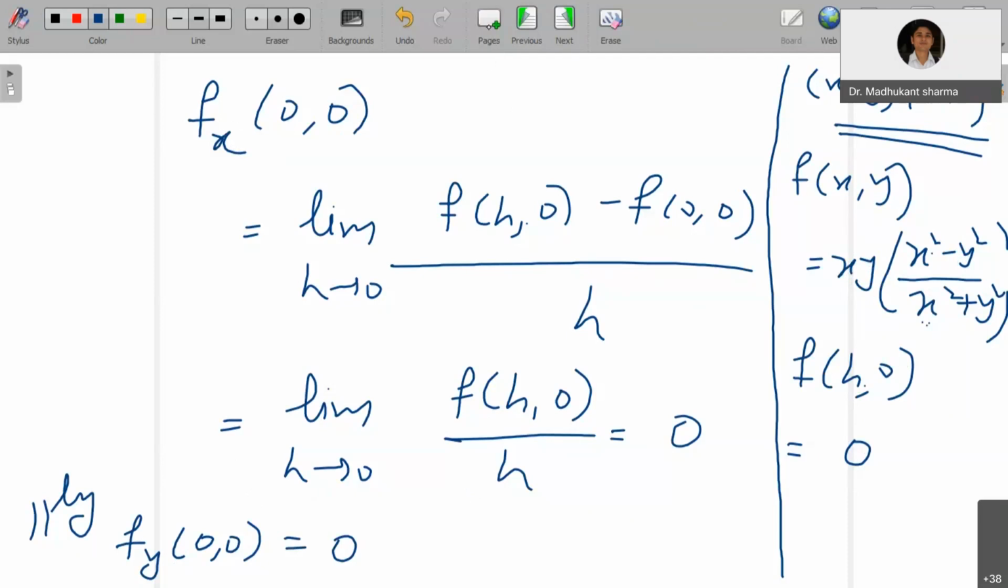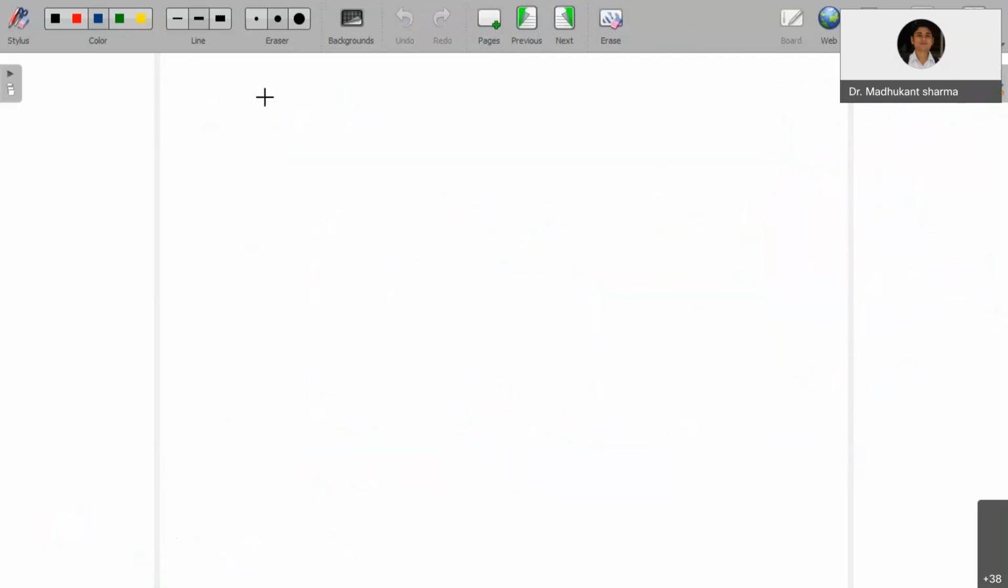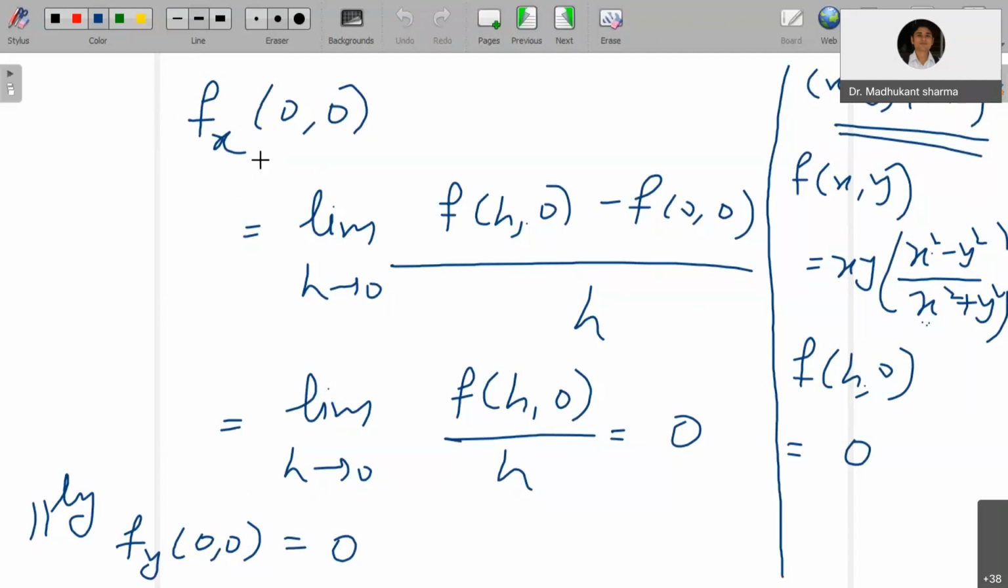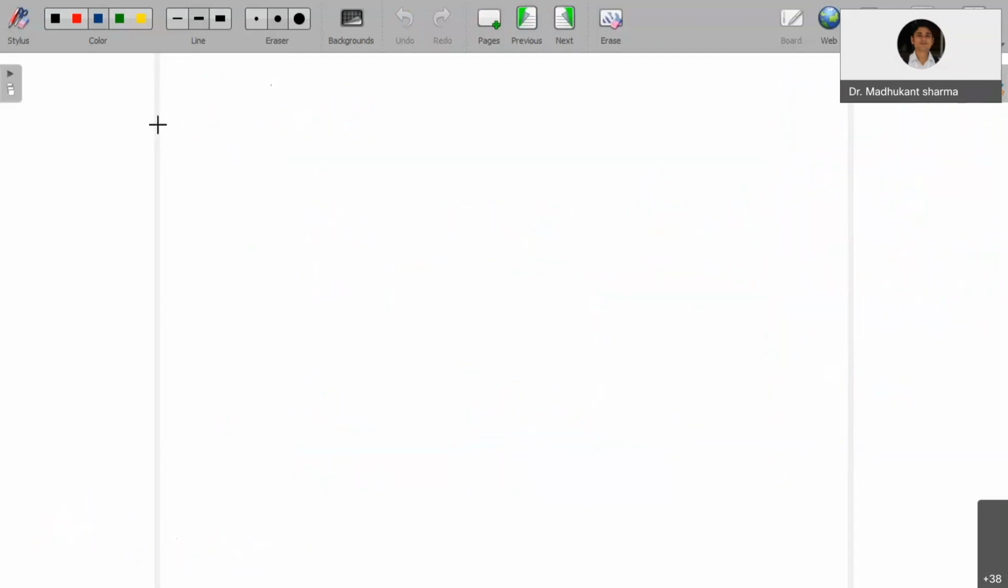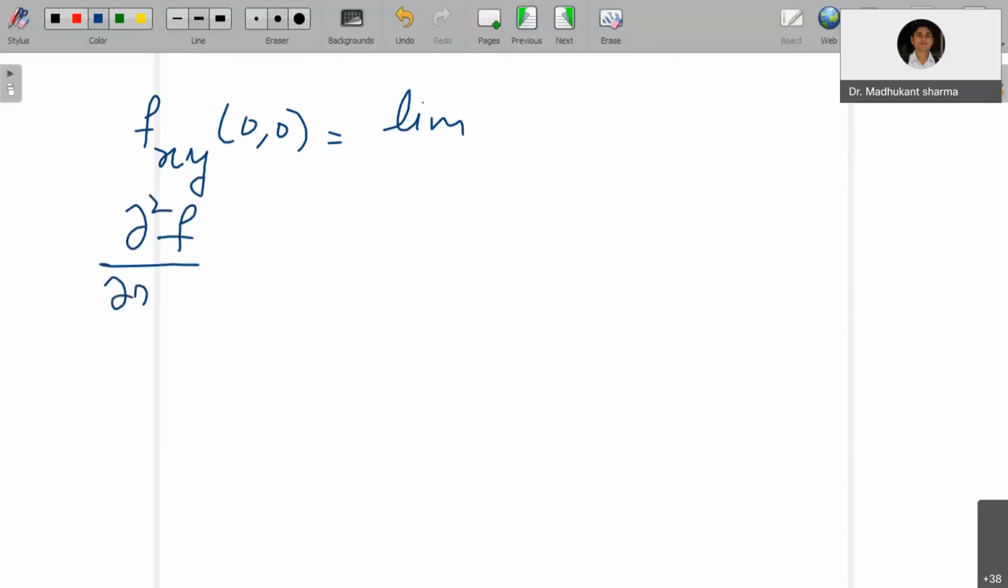Now our aim is to differentiate this partially with respect to y. So what is f_yx at (0, 0)? How will you read this? I am going to differentiate first with respect to x and then with respect to y. This is how it is, dou square f by dou x dou y.